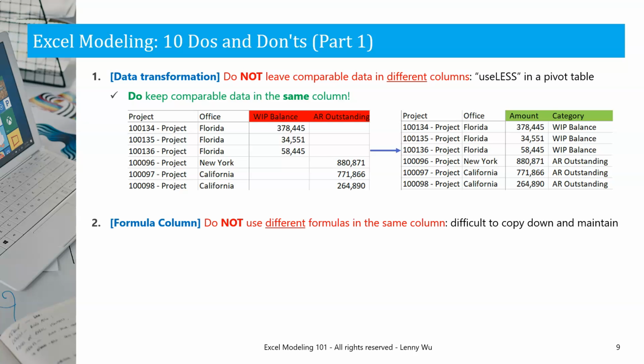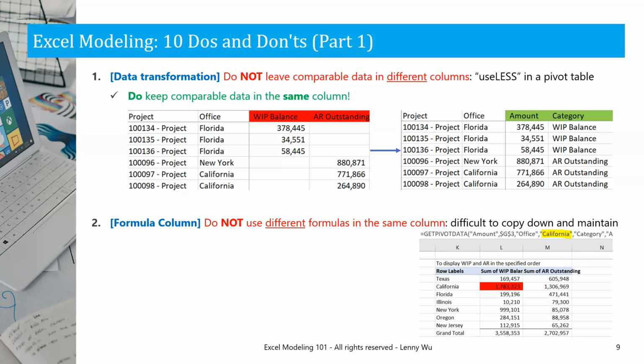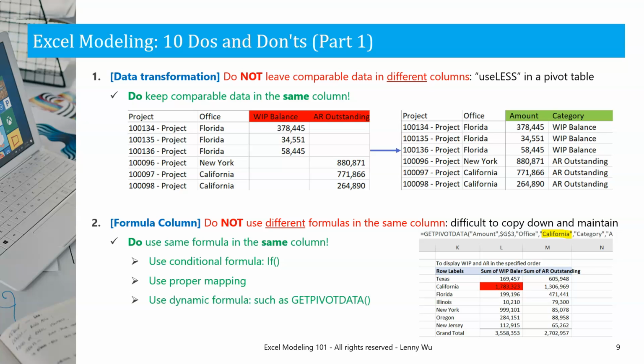Second pair of do's and don'ts is related to formula column. It says, do not use different formulas in the same column. Why? Because it's very difficult to copy down the formulas and maintain down the road. On the contrary, do use the same formula in the same column. So how to do that? You can use conditional formula such as if, or use proper mapping, or use the dynamic formula such as GETPIVOTDATA.